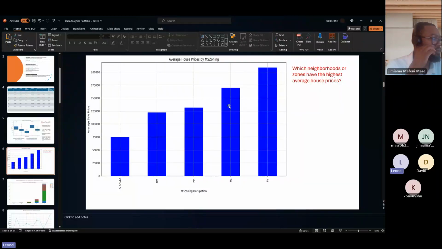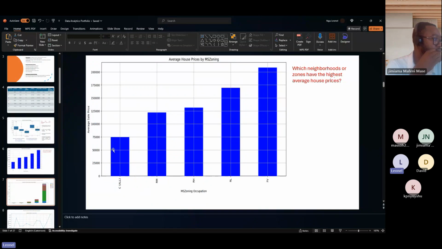followed by the residential low density, which has an average price of around 170,000, followed by the RH, which has an average price above 125,000, followed by RM, which has an average price around 124,000, and the least is the CO zone, which has an average price of 75,000.